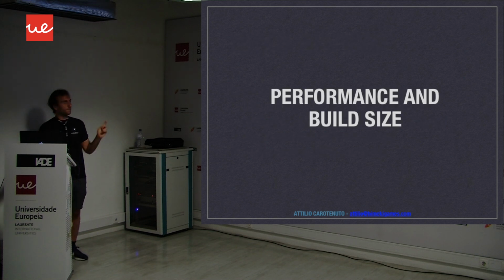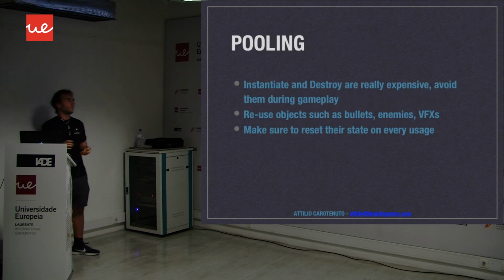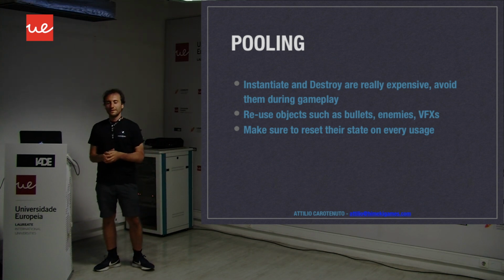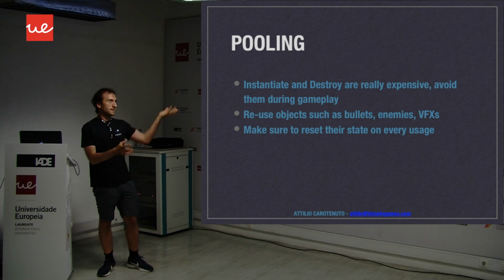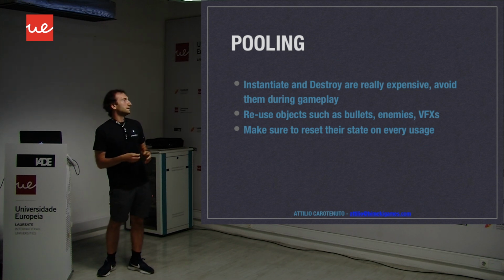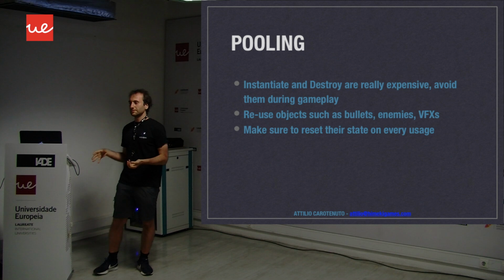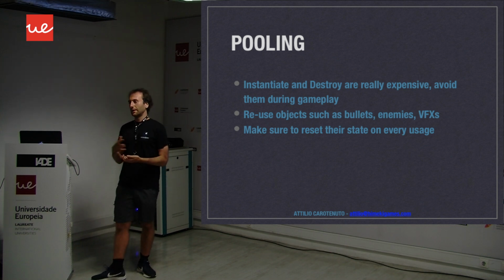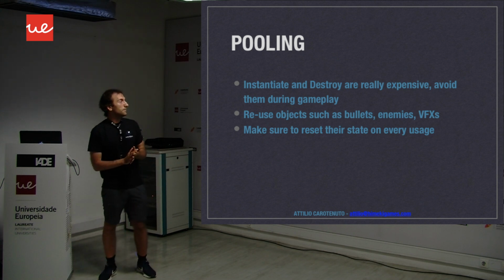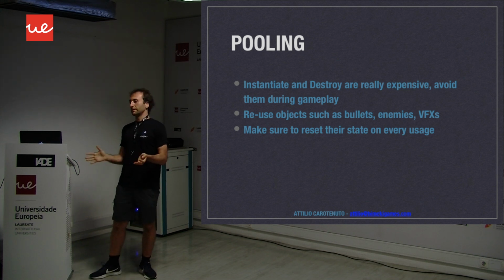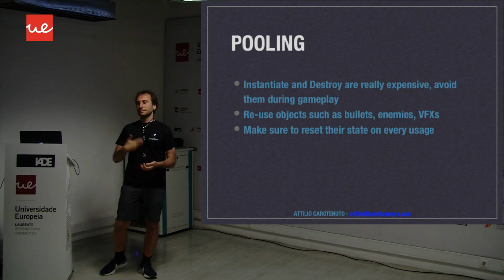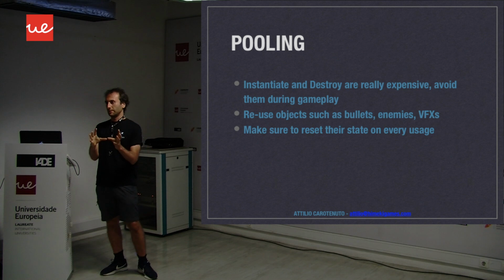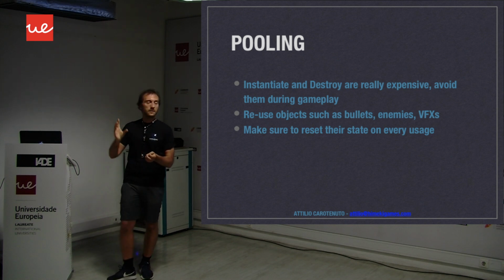And, oh yeah, performance. Of course, the first thing is we use pooling, because we have thousands of bullets and hundreds of enemies, so it's a no-brainer. The thing is, instantiate and destroy are really expensive, so you should avoid using them during gameplay. The best thing is creating everything you need, or think you may need, at startup, and just reusing them. So we reuse bullets, enemies, VFX, all the explosions, all the score flying, that's all reused.